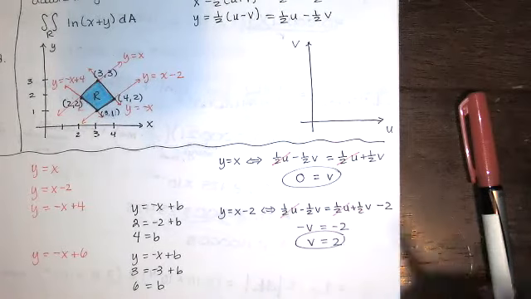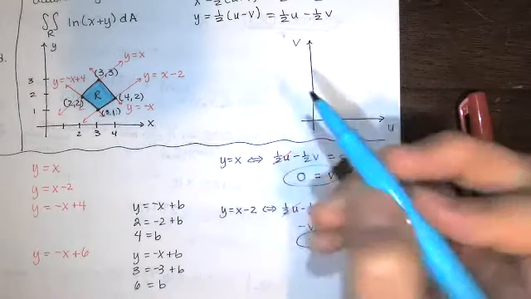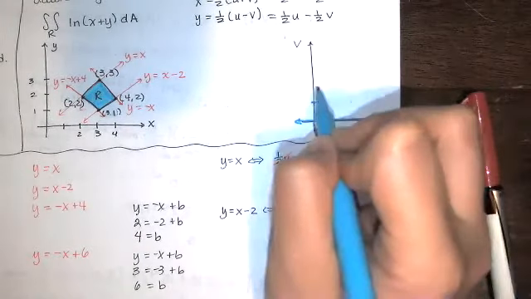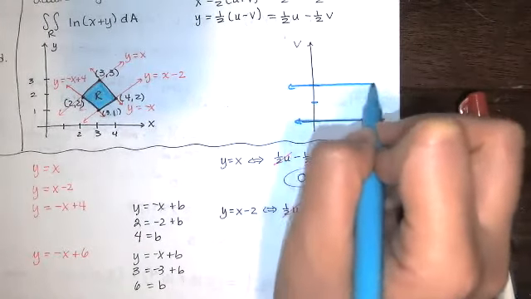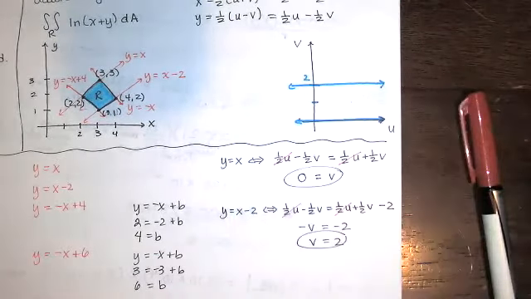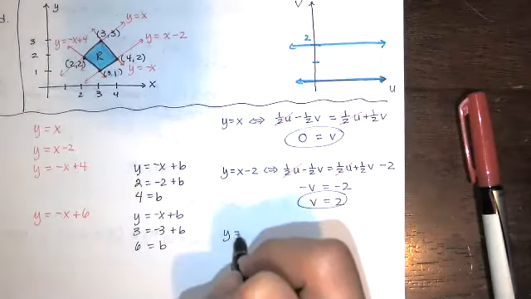So those are two boundary curves over here for my region S. V equals 0 is like y equals 0. And v equals 2 is kind of like y equals 2. Okay. Now we're going to do something similar with these two curves. They happen to be lines.